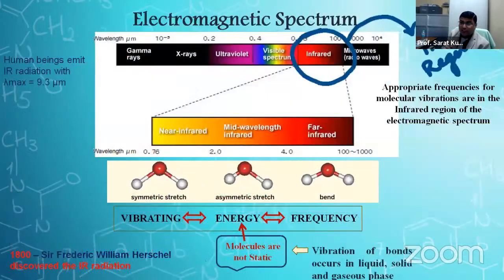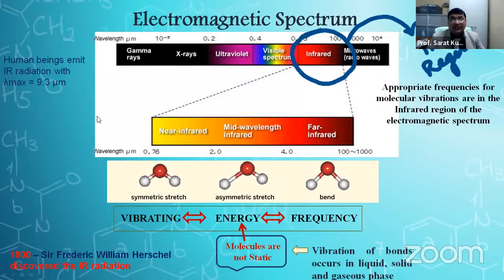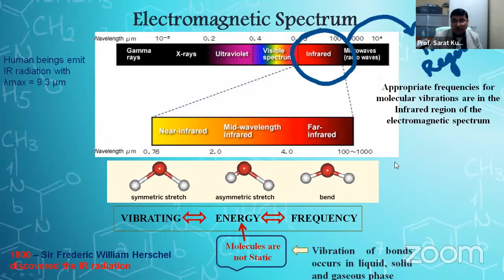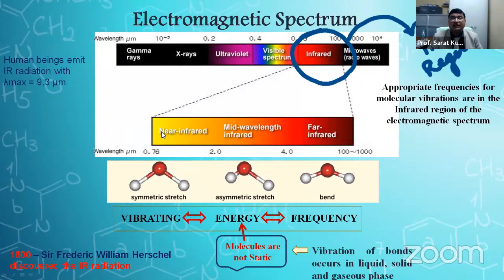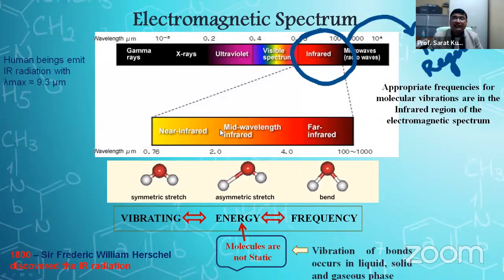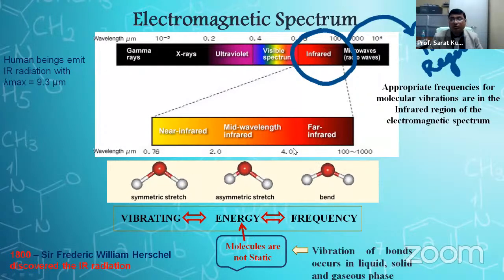Okay, I'm not going to discuss electromagnetic radiation in more detail. Starting from gamma rays to microwaves, I think it was completely discussed in the lecture of Professor Mishra. I just want to point out that this is the infrared region. For the sake of students, we can divide it into three parts: near infrared, mid infrared, and far infrared. Mostly the mid-wavelength infrared is required, about 2.0 micrometers to 4 micrometers.